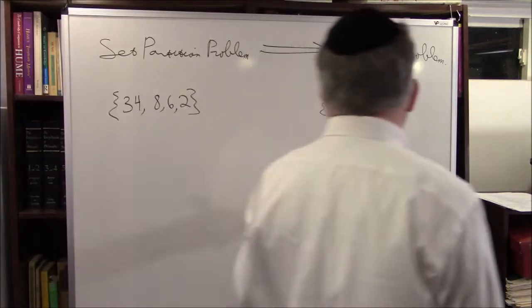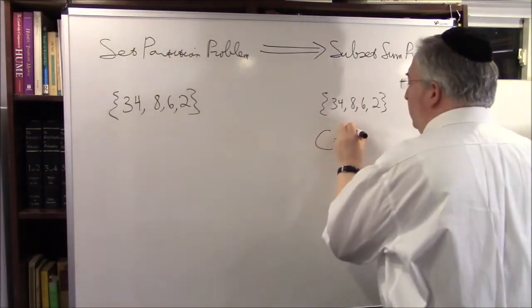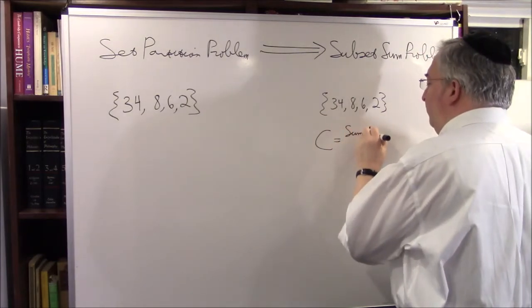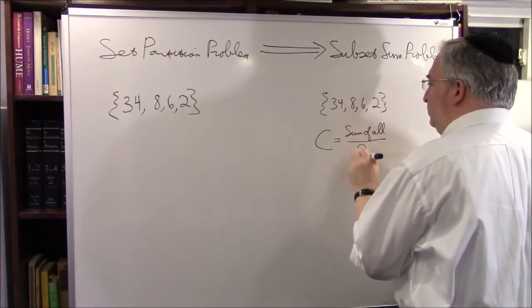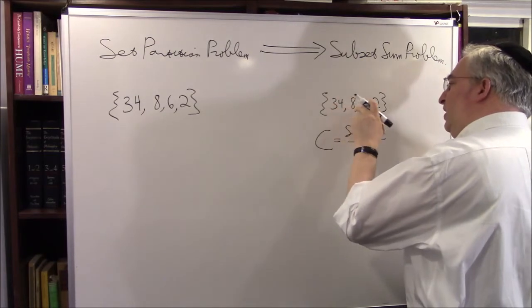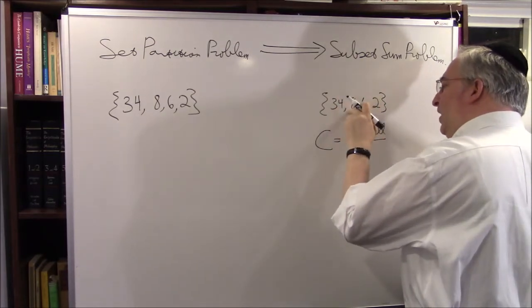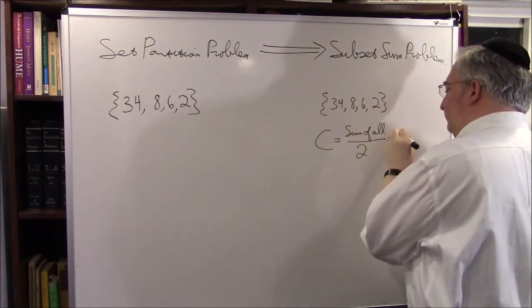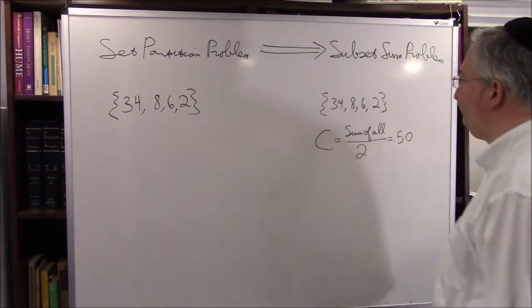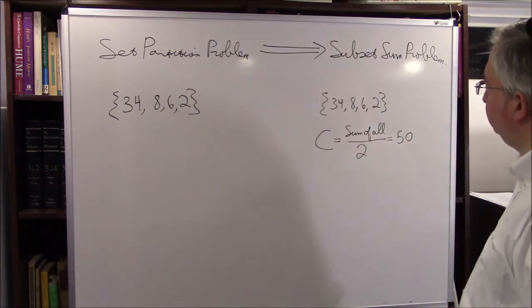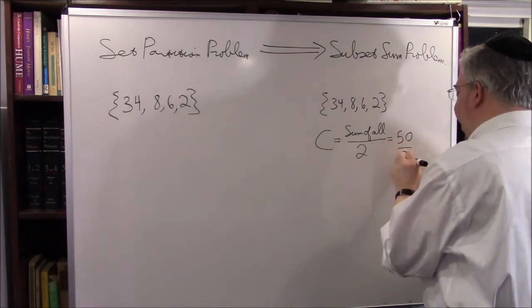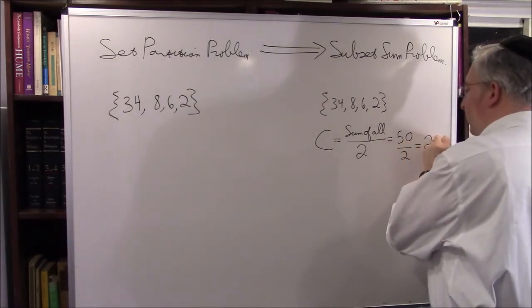So let's give a capacity. The capacity is equal to the sum of all divided by 2. Let's see what the sum of all is. This is 48, 50. 50. Divided by 2, which is 25.